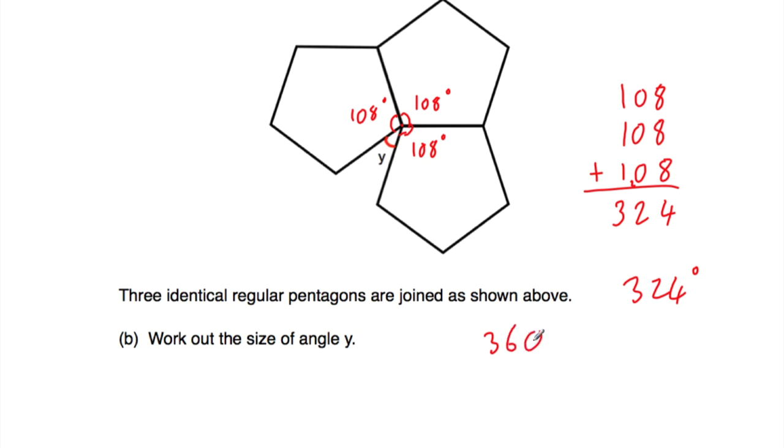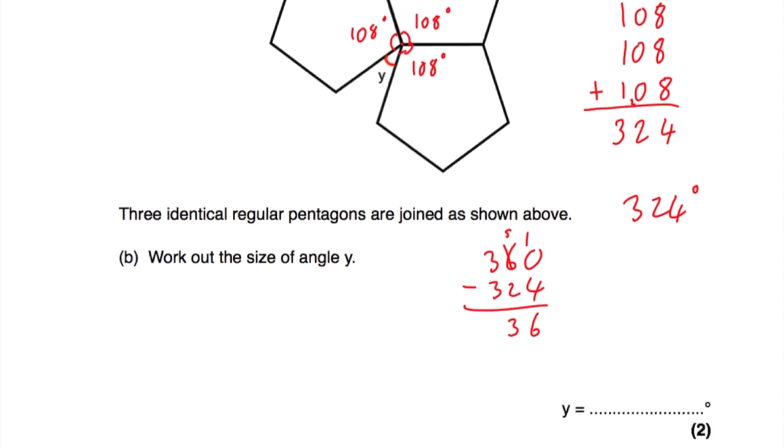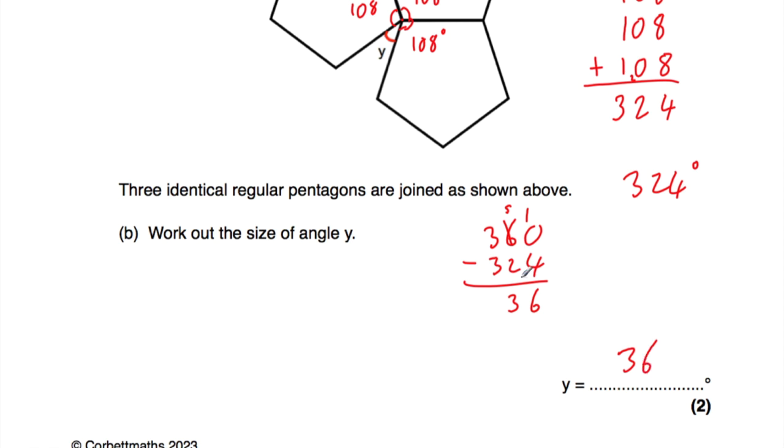So 360 subtract 324, and let's do that. 0 take away 4 we can't do, so let's borrow, so 5 and then 10. 10 take away 4 is 6. 5 take away 2 is 3, and 3 take away 3 is 0. So that means that Y would be 36 degrees, and that's it.